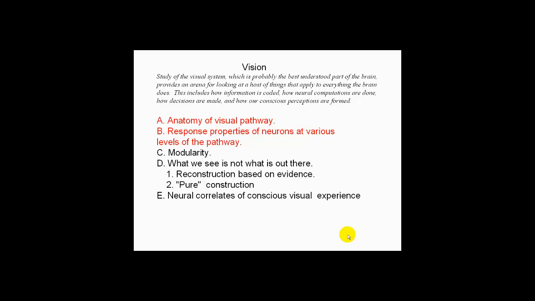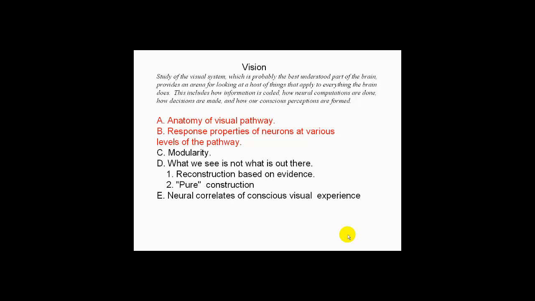This includes how information is coded, how neural computations are done, how decisions are made, and how our conscious perceptions are formed. Now, of course, the most important thing to any and all of us is our consciousness, what's going on in our own heads. The area in which we know some of the very most about that is in the study of vision. You will see that whereas that is the area that we know the most about, there's an awful lot more that we don't know about it. Giant gaps in our knowledge, but it's still the best place to discuss these things.